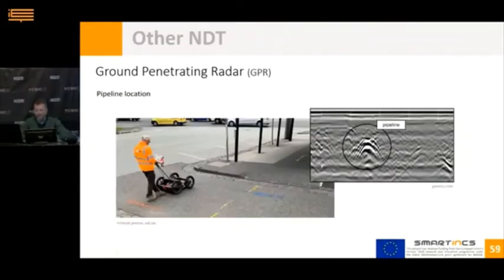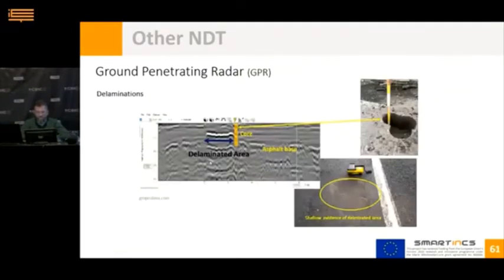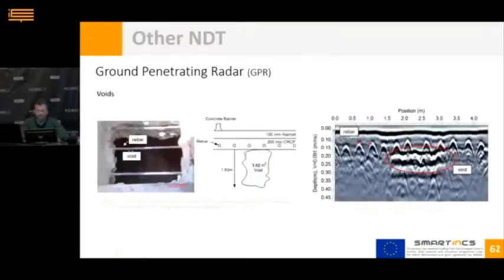It is also used for the detection of varied pipelines, or in this other example, to analyze the thickness of the different layers of a pavement. Also, hidden defects can be detected, such as lamination in pavements, or voids under reinforced concrete elements.